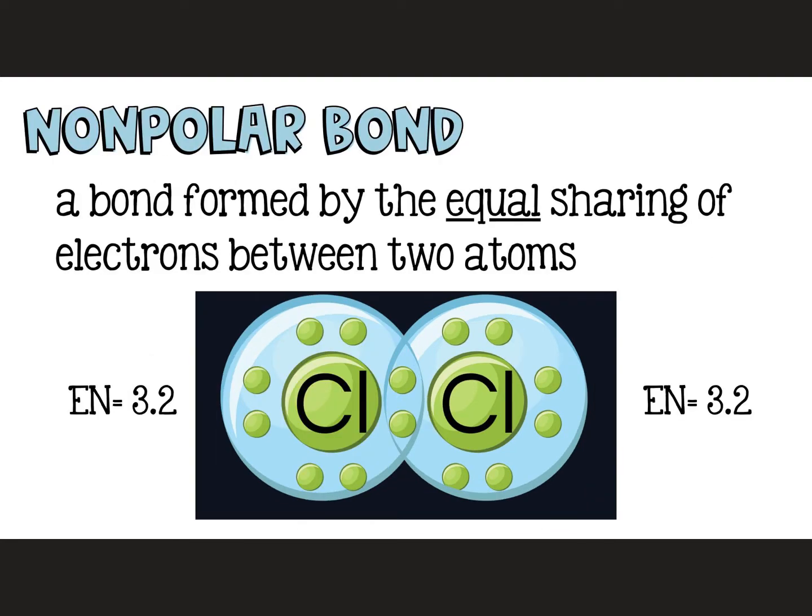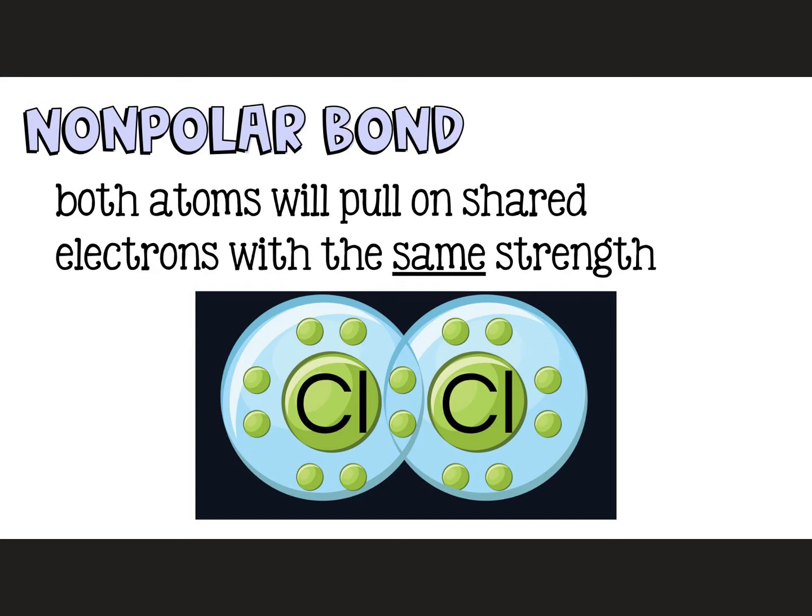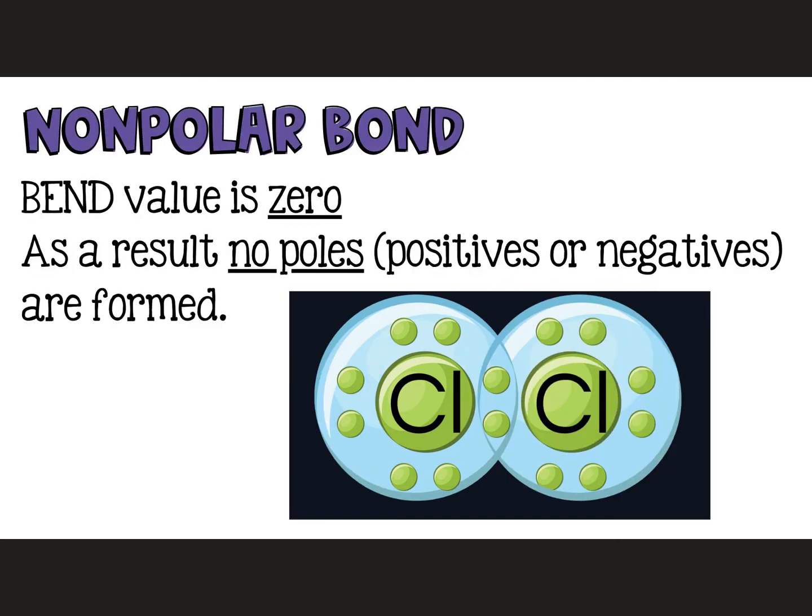However, when the sharing between atoms is equal, then we call this a nonpolar bond. So in this case, we have two chlorines, each with an electronegativity of 3.2, and when they pull on the electron, it's going to exert the same force in both directions, and the charge isn't going to move at all. Once again, in a nonpolar bond, both atoms pull on the shared electrons with the same strength. Since the BEND value is 0, there are no poles, or positive and negative ends, formed.